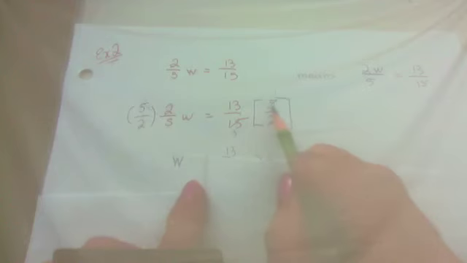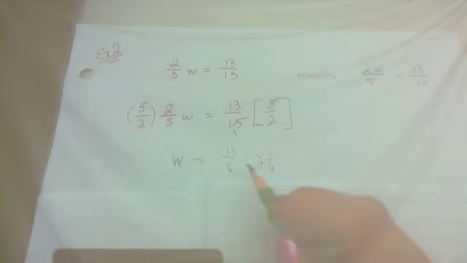And then I see that 5 and 15 simplify. That's a 1 and that's a 3. And then when I multiply across, I get 13 over 6. And that's improper, so I'm going to turn that into a mixed number. 6 goes into 13 2 times with 1 left over, 2 and 1/6.